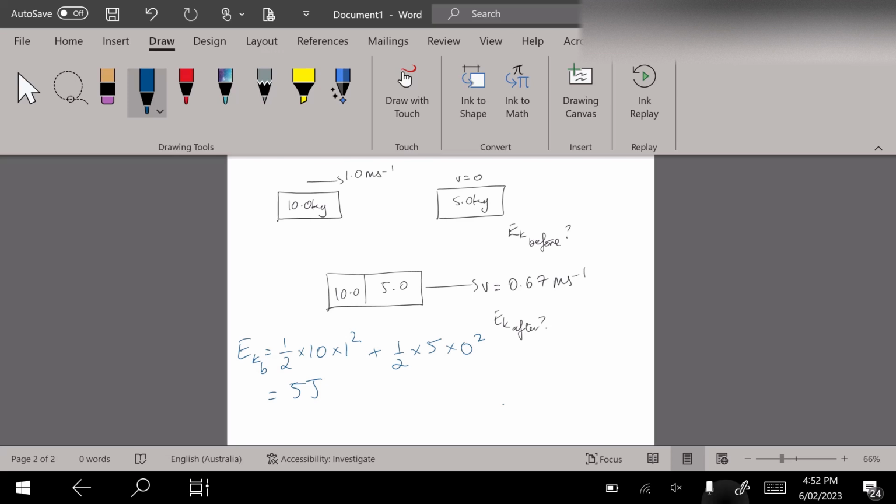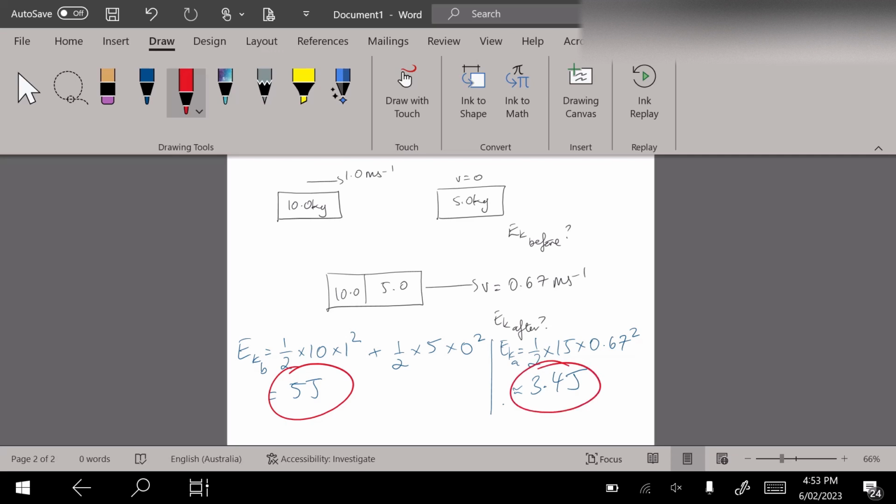If we then find the kinetic energy after, it is 1/2 times the total mass, 15, times 0.67 squared. If I put that into my calculator, 0.67 times 0.67, I get to 2 sig figs, roughly 3.4 joules. Have a look at that. We have somehow lost 1.6 joules in this collision.